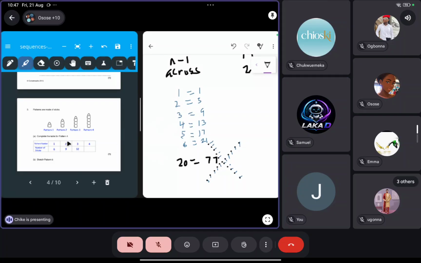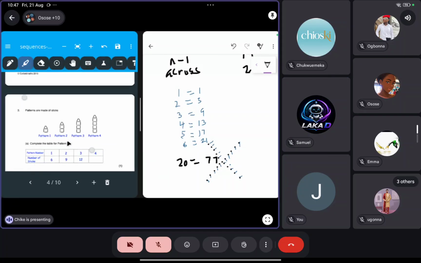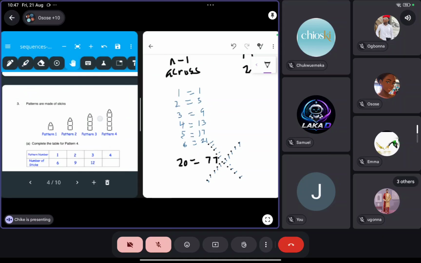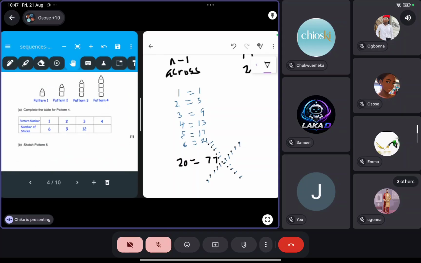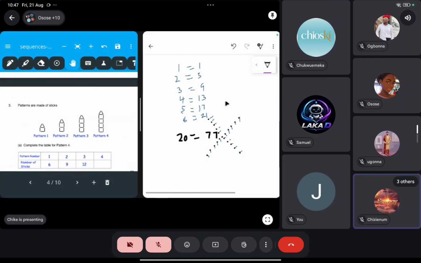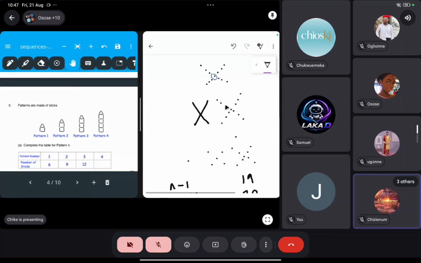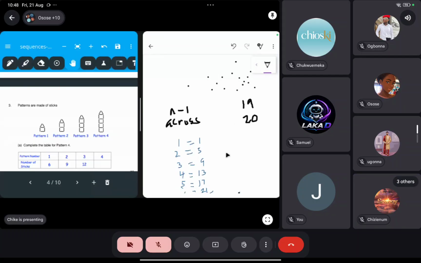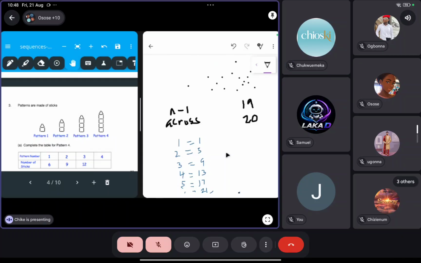So let's do this one. These patterns now are made of sticks. Therefore, complete the table for pattern 4. Size 15. Okay, 15.